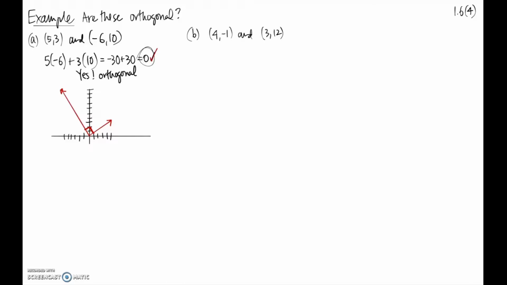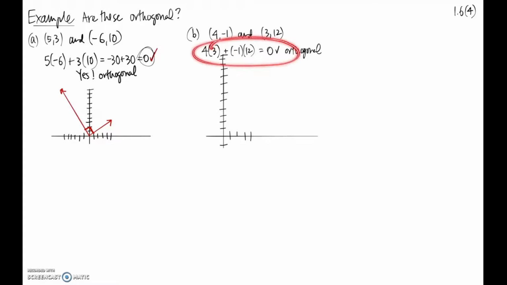Okay, so you try this one and see if you can tell if they're orthogonal or not. Go ahead and pause the video. When I did the dot product, I found out, yes, they are orthogonal. And so I thought I'd just draw real quickly what they look like. 4, -1 is this vector here. And then 3, 12 would be really high up here.